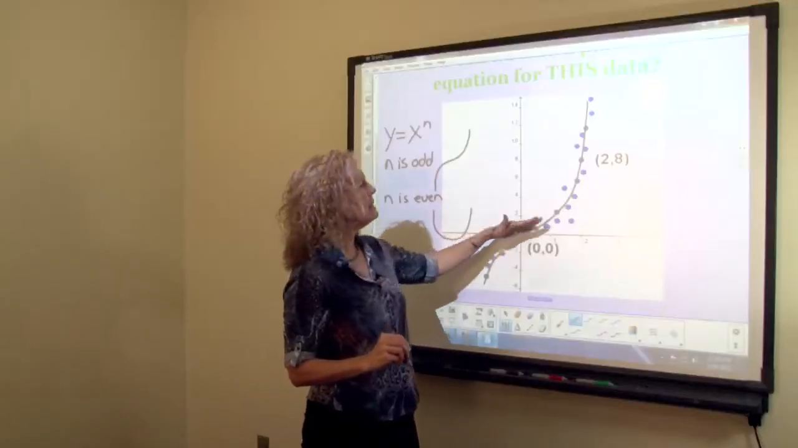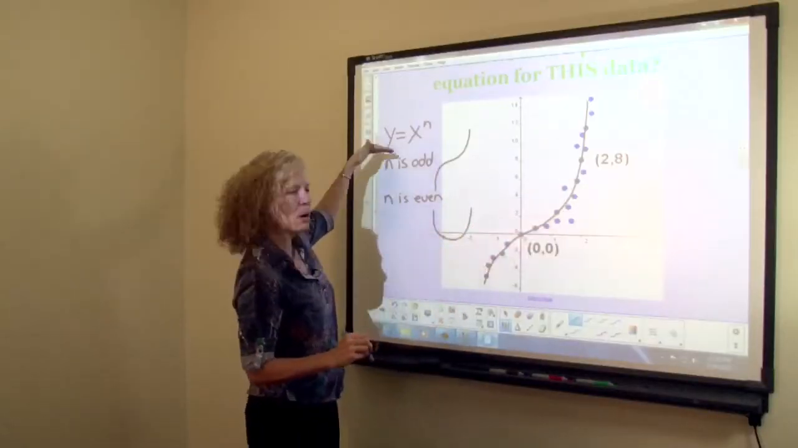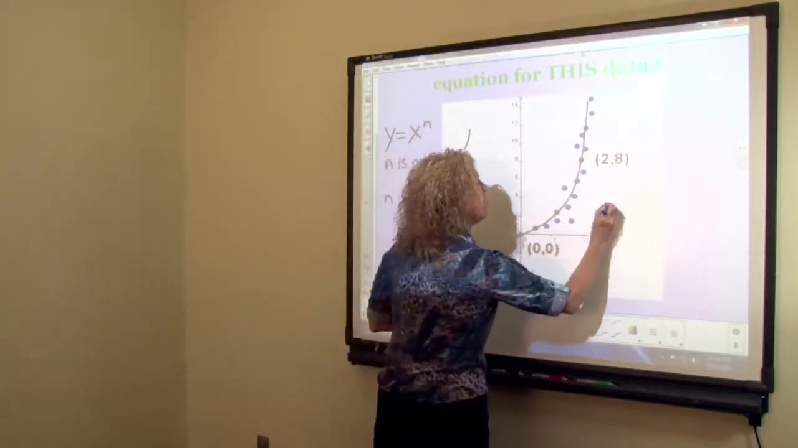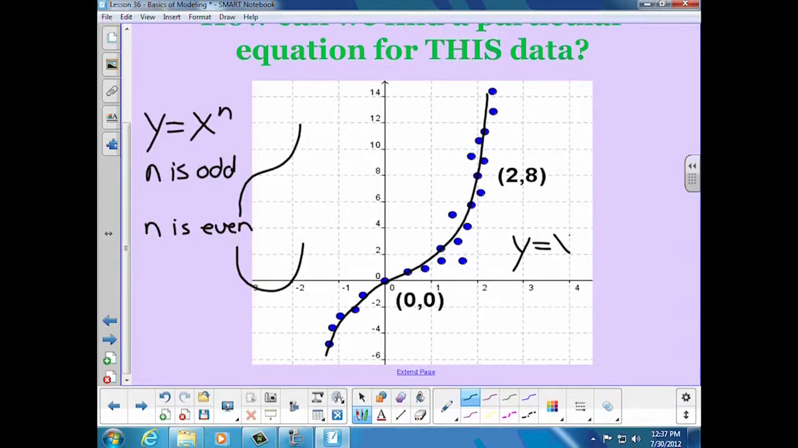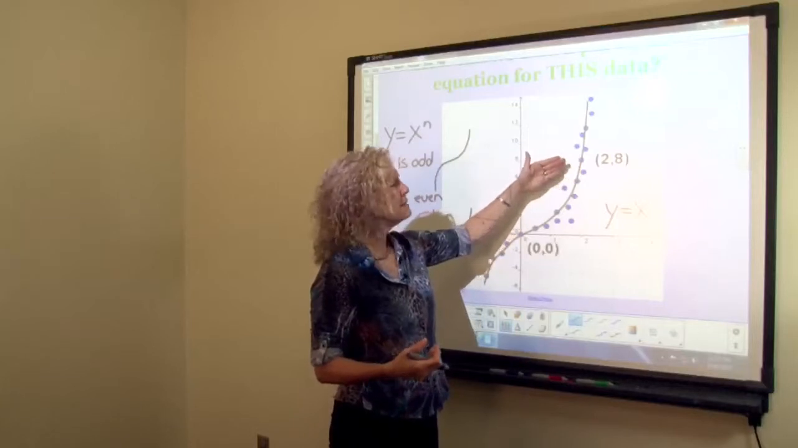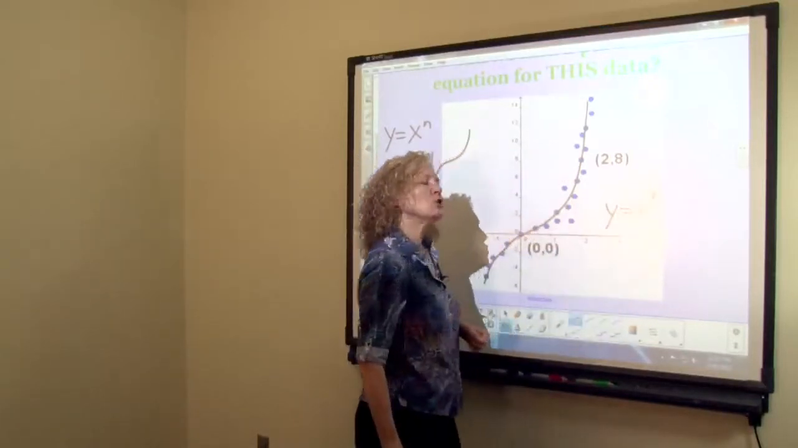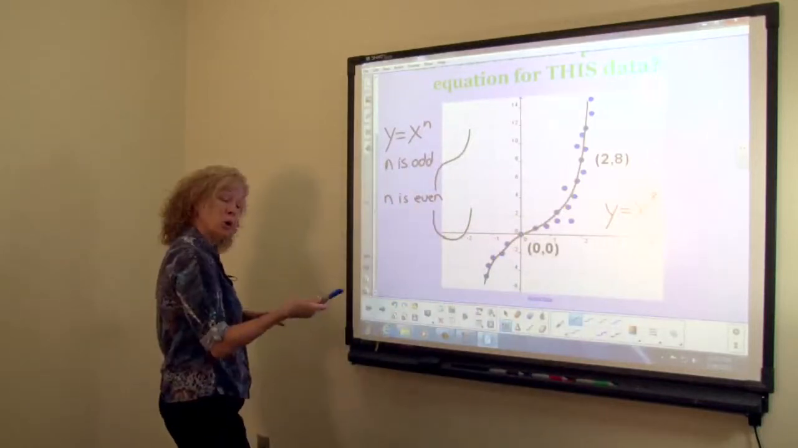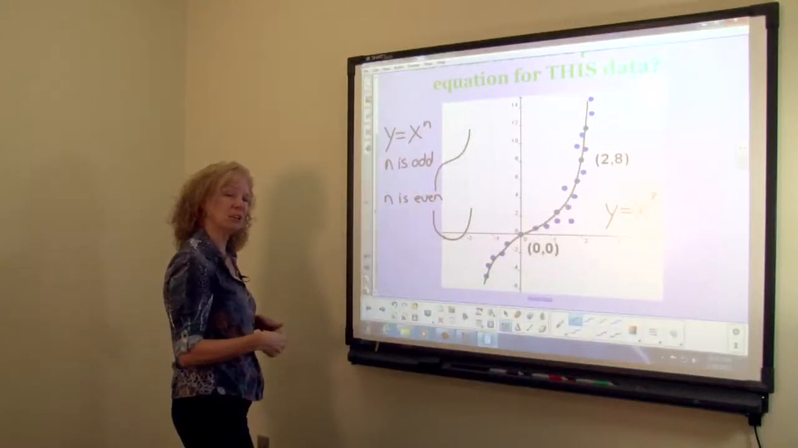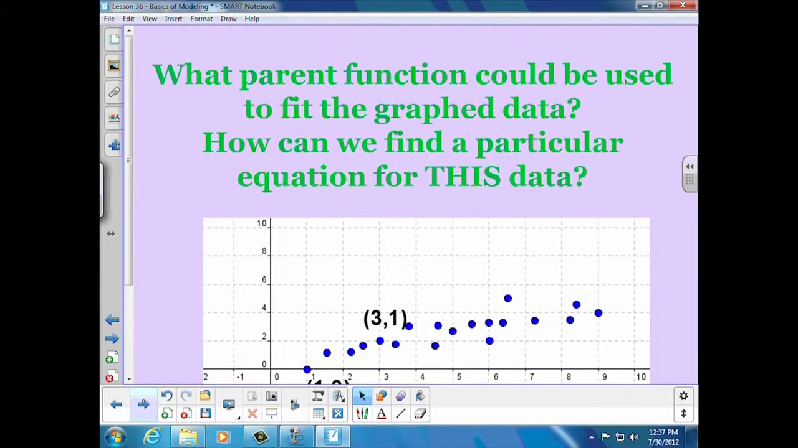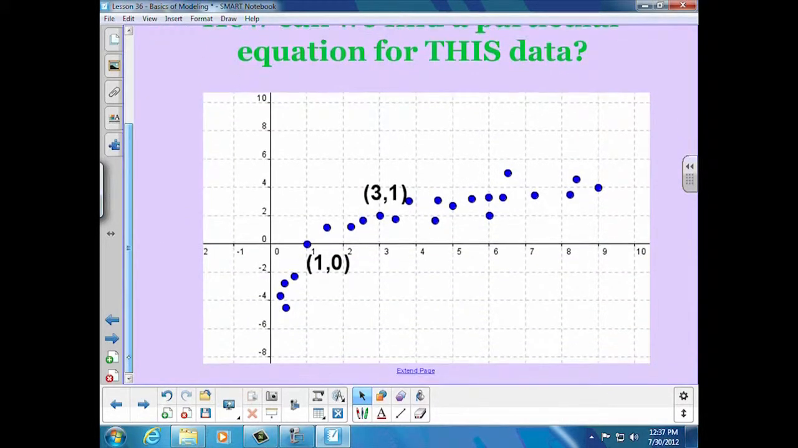So to me, this looks like a power function with an odd exponent. So I'm thinking, okay, I have y equals x raised to some odd power. And if I want to use the 2, 8, I think, well, 2 to the third is 8. So maybe y equals x cubed would be a good fit for this particular data. Okay? Next guy.